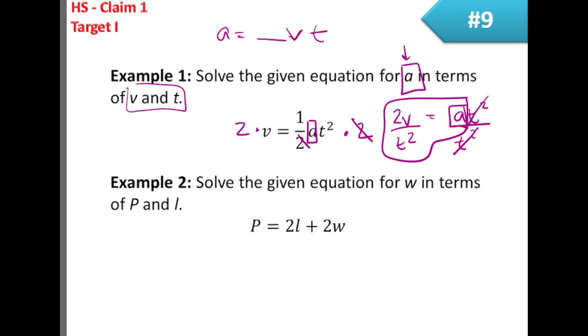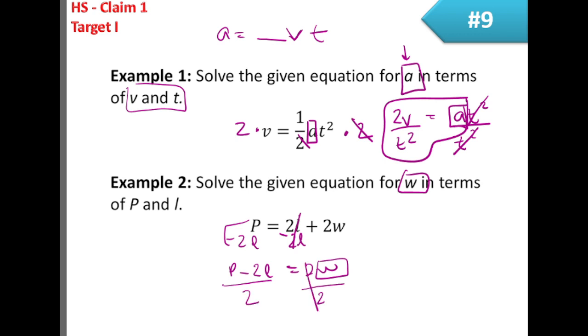Next, same here. We did this in class, but instead of L by itself, we want W by itself. It's the same exact thing. So subtract 2L here. So I'm left with, these are not like terms, so you rewrite them. P minus 2L equals 2W. I want W by itself, divide by 2. So I'm left with W equals P minus 2L over 2.